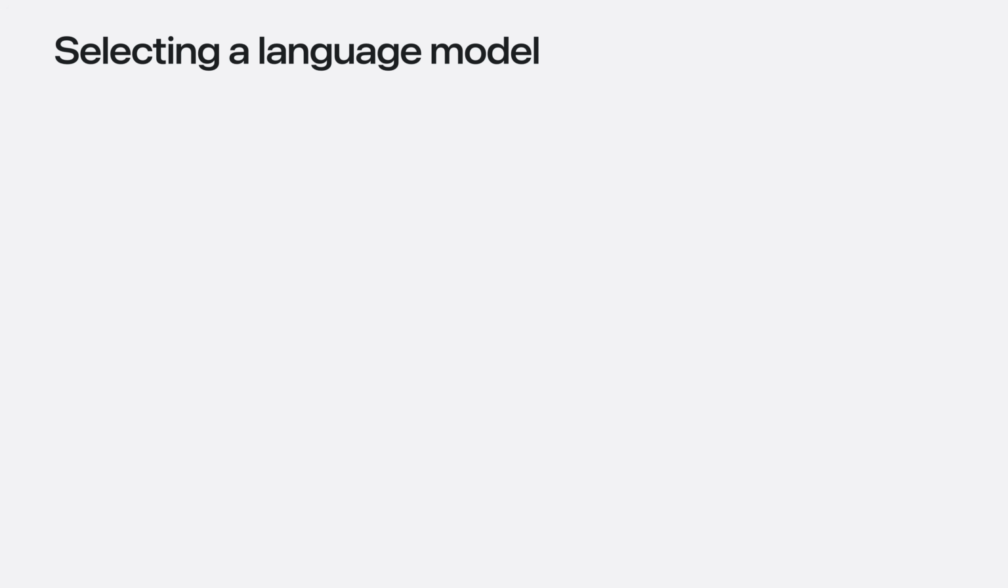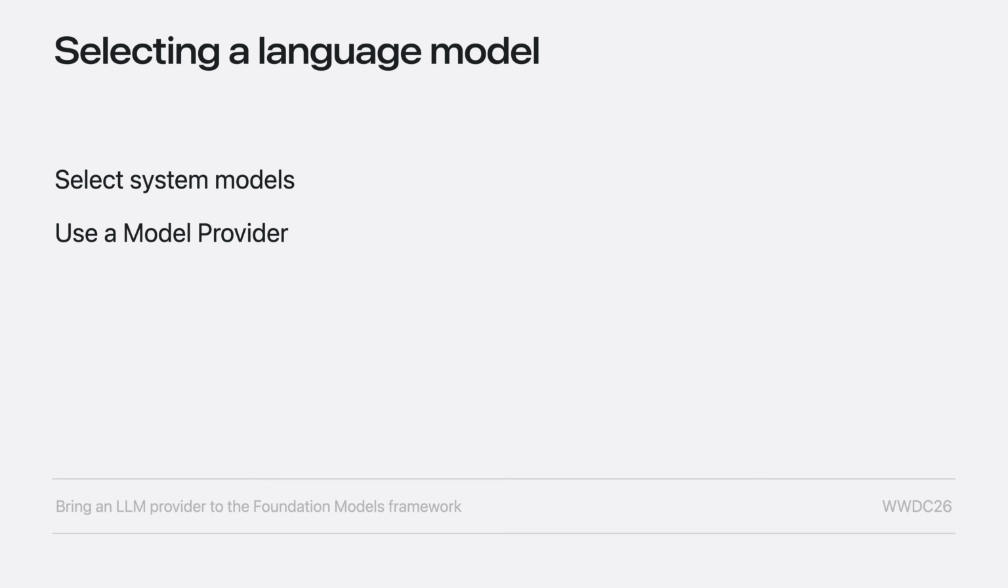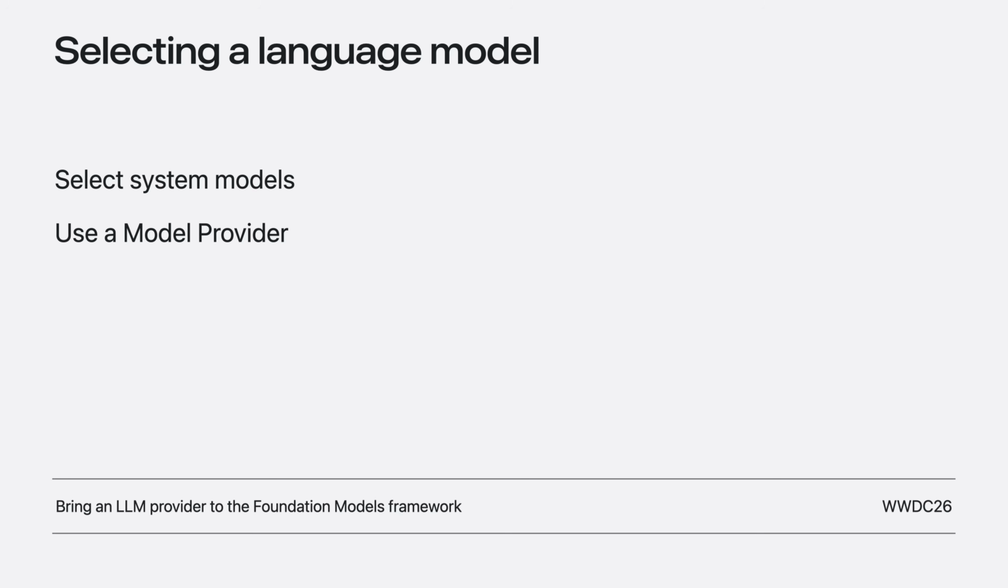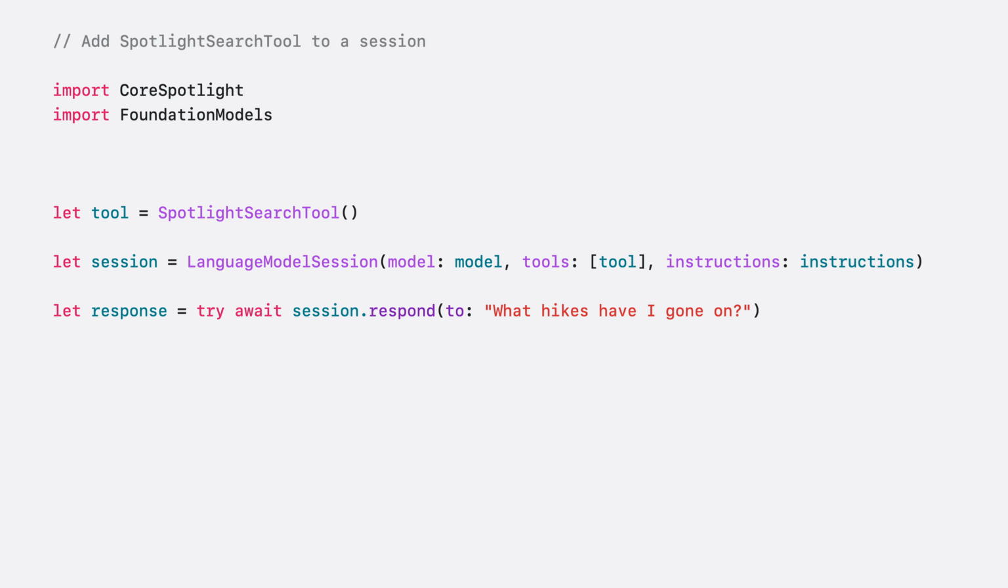Next, you'll want to choose the right model for your app, whether it's the system language model or a model of your choosing, which you can do using the new Model Provider APIs. Once you've chosen the model, add the new Spotlight Search Tool instance to your language model session to start getting a response.